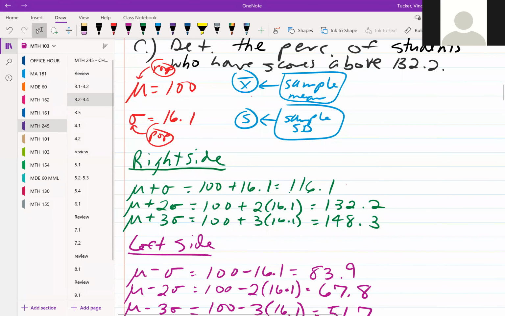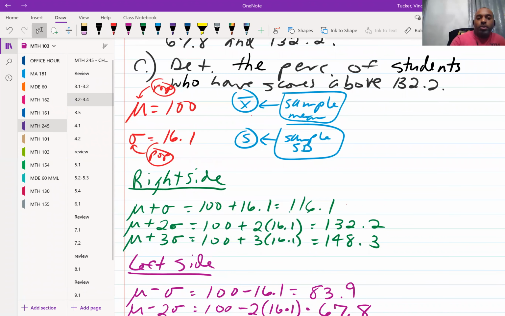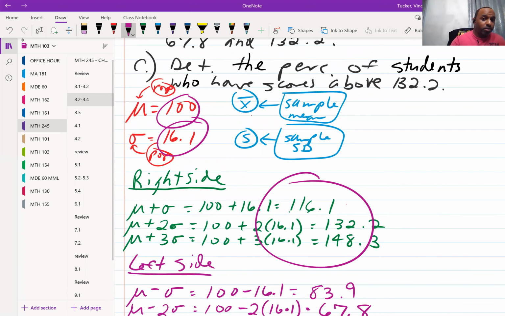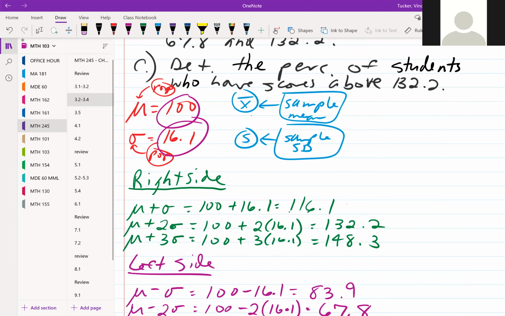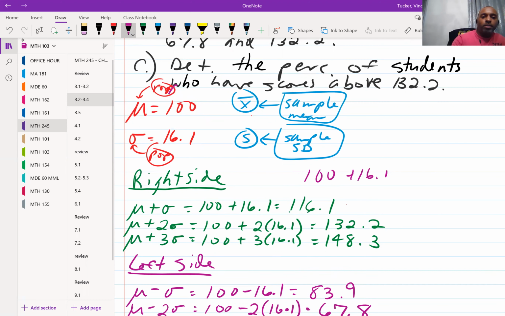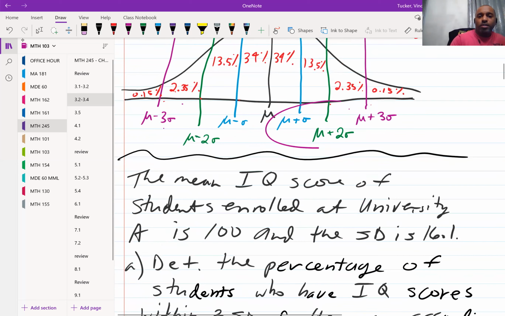How did you get those numbers? You just take whatever they tell you the mean is, and add a standard deviation. They gave it to us right here. They gave us the mean was 100, and they gave us the standard deviation. So you just add it 3 times. You add 16.1, add 16.1 again, and then add it a third time, and that'll give us these 3 values over here.